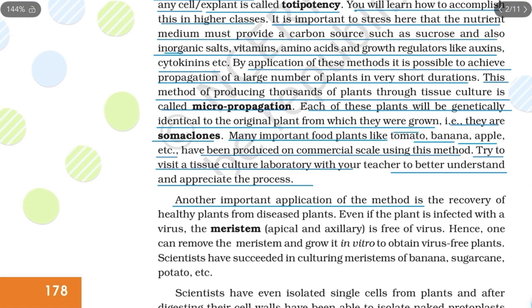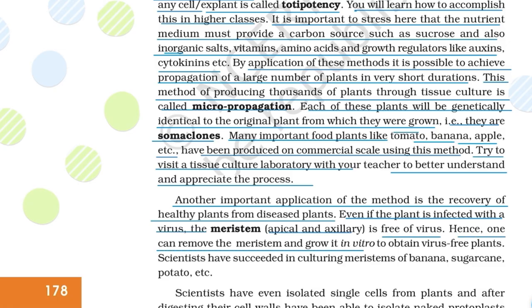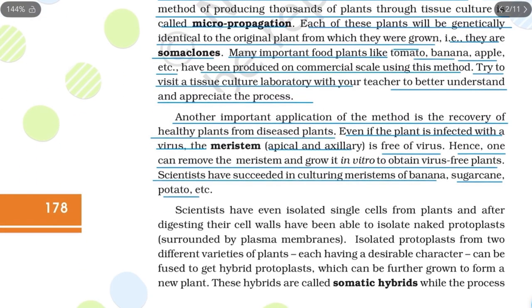Another important application of the method is the recovery of healthy plants from diseased plants. Even if the plant is infected with a virus, the meristem, apical and axillary, is free of virus. Hence, one can remove the meristem and grow it in vitro to obtain virus-free plants. Scientists have succeeded in culturing meristems of banana, sugarcane, potato, etc.